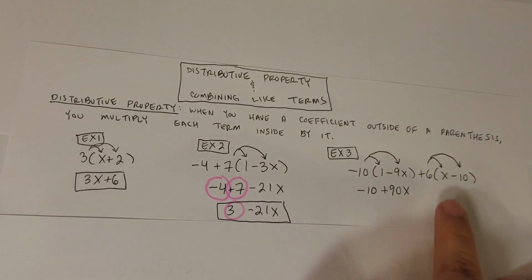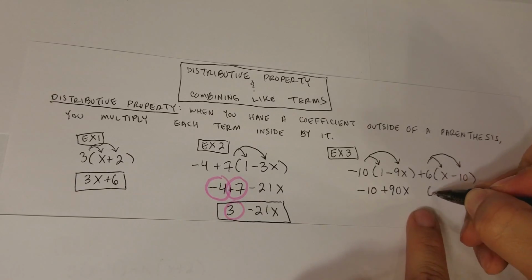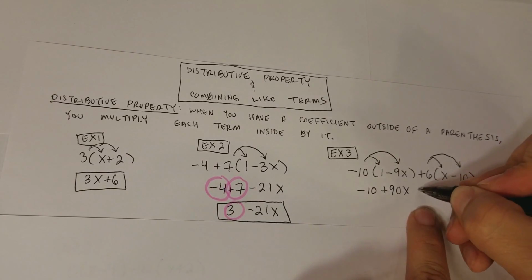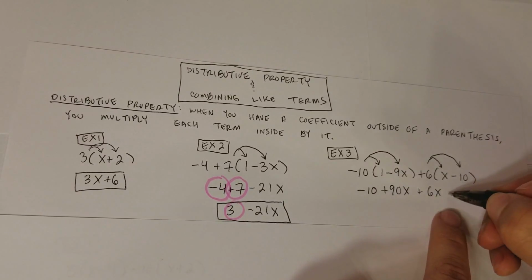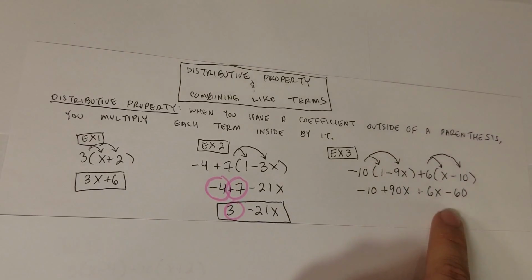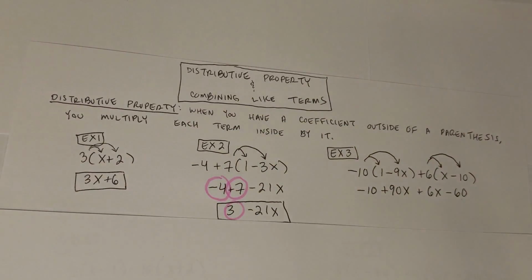Don't forget the x. If we do this distribution on the right side, we get 6 multiplied by x, which is 6x. That one was positive, so we're going to put a plus in front. Then 6 times 10, which is 60. But this is going to be a -60 because we have a negative in front of the 10. Again, positive, negative, the negative is always going to win. So now we have this.